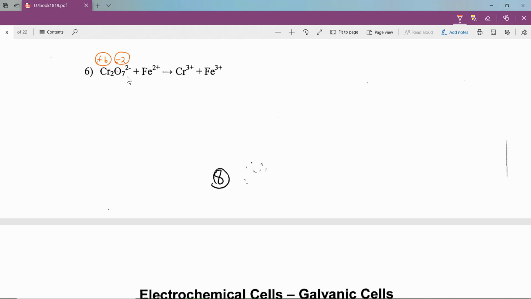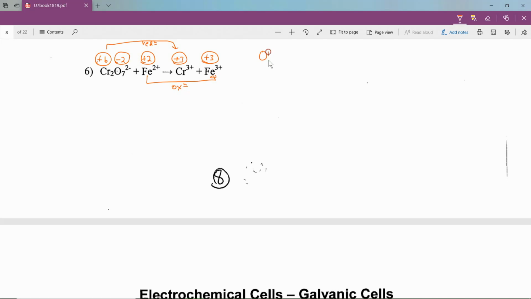6 times 2 is 12. Plus minus 14 gives you minus 2. The iron is plus 2. Chromium is plus 3. Isn't it ironic, as Alanis Morissette would say? Okay. So the chromium goes from plus 6 to plus 3, so that's reduction. The iron goes from plus 2 to plus 3, so that's oxidation.